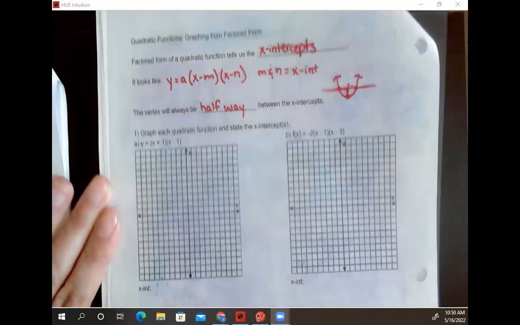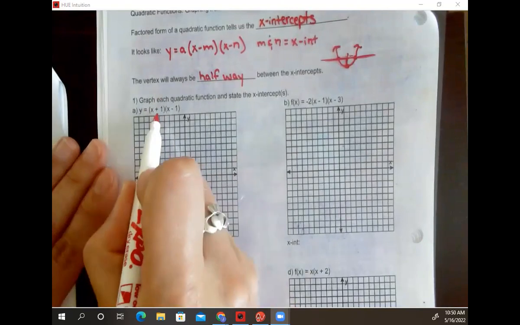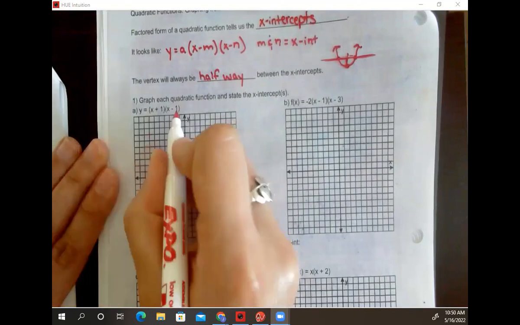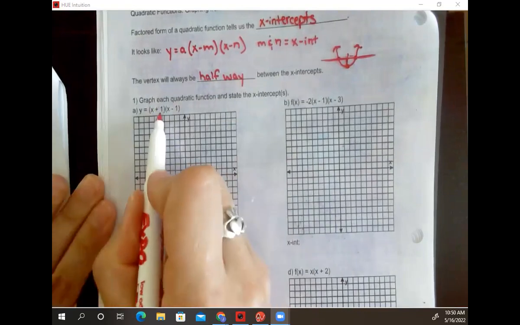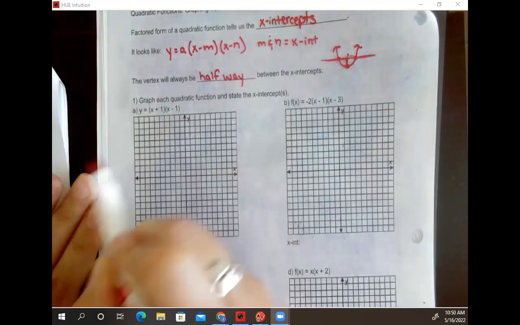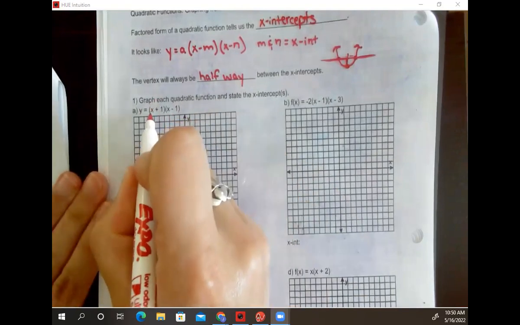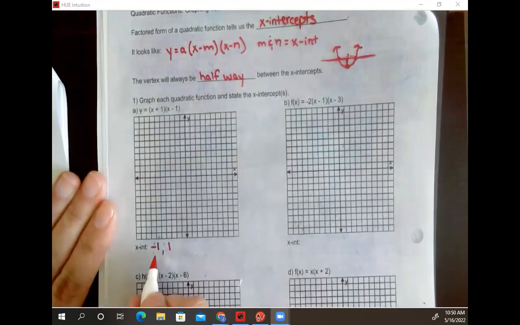So let's take a look at graphing some functions from factored form. Now, because we have factored form, that means we know the x-intercepts. So I'm going to start by identifying the x-intercepts. My x-intercepts for 1a would be -1 and +1. Remember, anytime I'm swapping between a feature on the graph and my function where I'm in parentheses with x, those signs swap. So this means I have an x-intercept at -1. This means I have an x-intercept at +1. Okay, I'm going to go ahead and plot these.